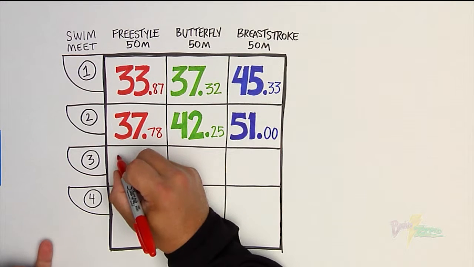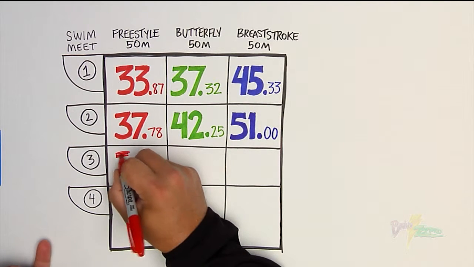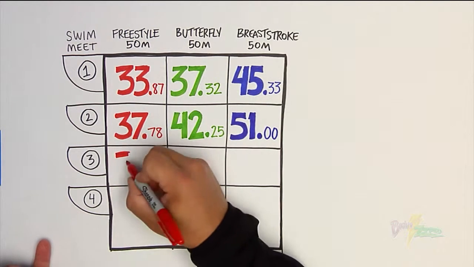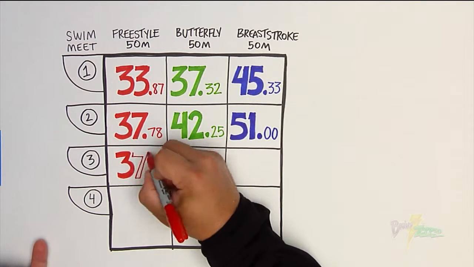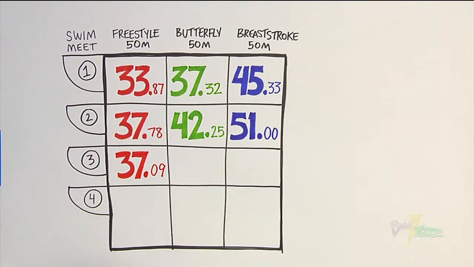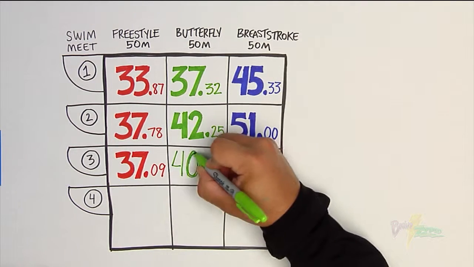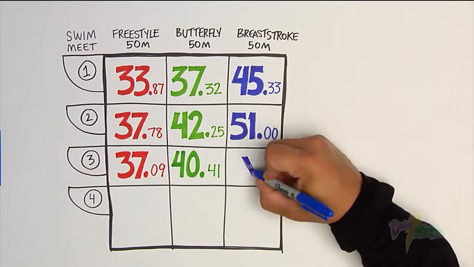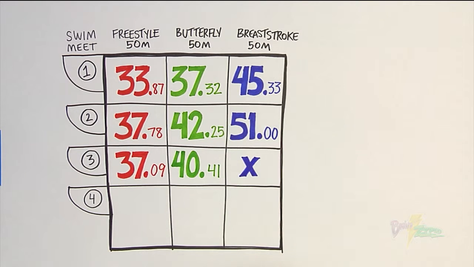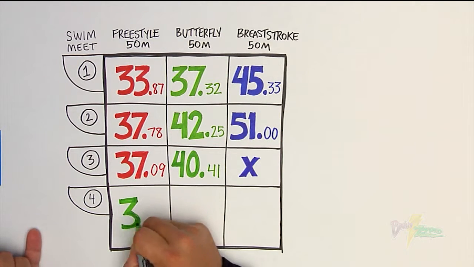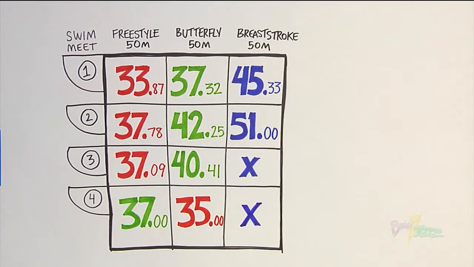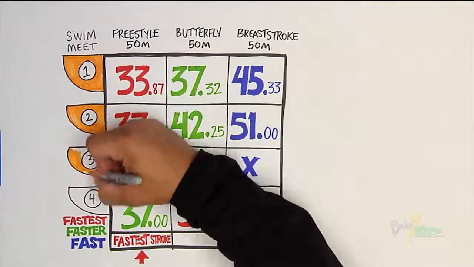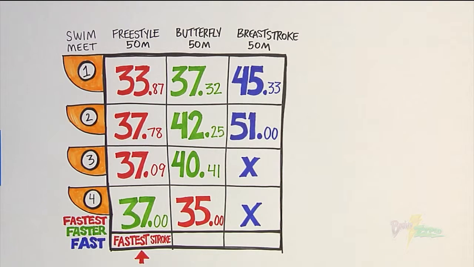At Emily's third swim meet, she switched it up a bit. Oh, that's right. She swam the 100-meter fly instead of the breaststroke. Yep, so Emily's times were 37.09 seconds in the 50-meter free and 40.41 seconds in the 50-meter fly. At Emily's final meet, her times were 37 seconds for the 50-meter free and 35 seconds for the 50-meter butterfly. Okay, Art, now that you have all the data, graph the results for us.